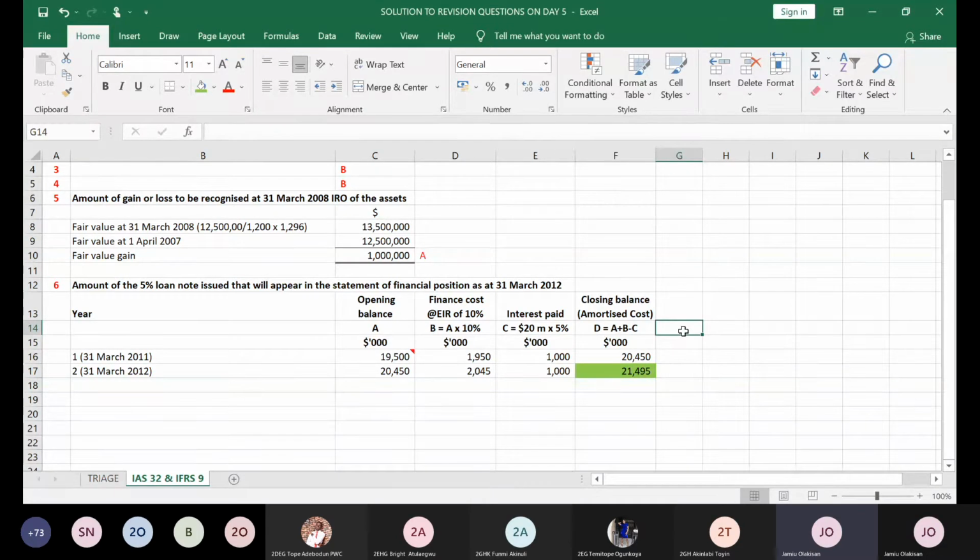Is the option there? Yes, option D. You know, it becomes a serious matter in the exam if you get something that is not there. But luckily, our option is there.